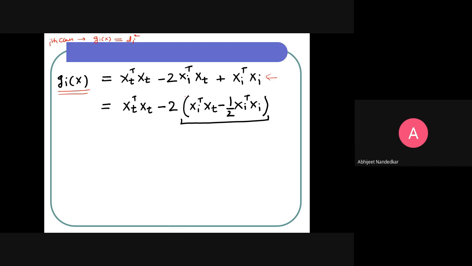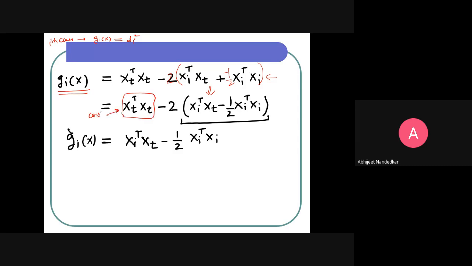Now if I take this 2 out, this will be multiplied by half, this minus sign will go inside, and I can write this in this form. Now if you observe closely, you will see that the first term is a constant. It won't change for a given test sample. This is a fixed number. Why am I saying this? Because if x test is, suppose, 1, 2, x test transpose x test will be 1, 2 multiplied by 1, 2. So this will be 1 plus 4, that is 5. So this 5 is fixed for a given x test.